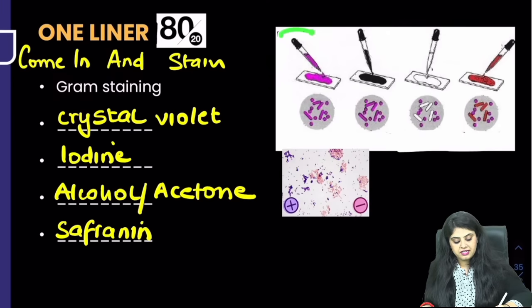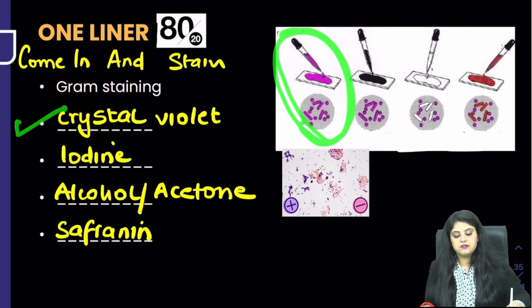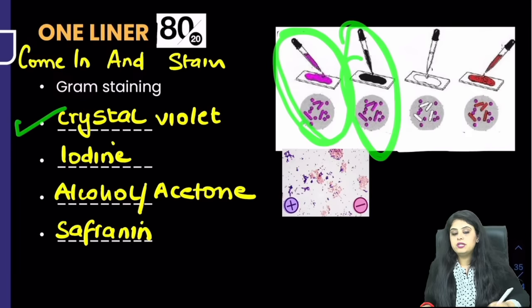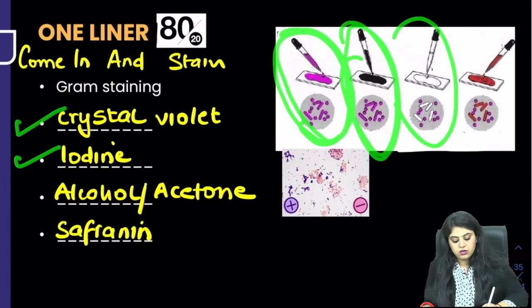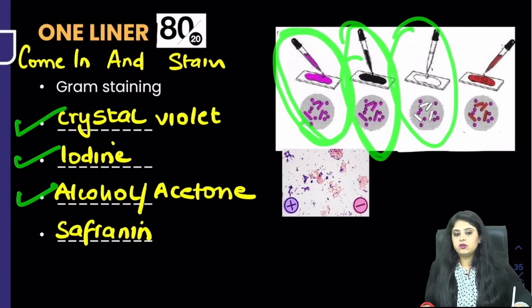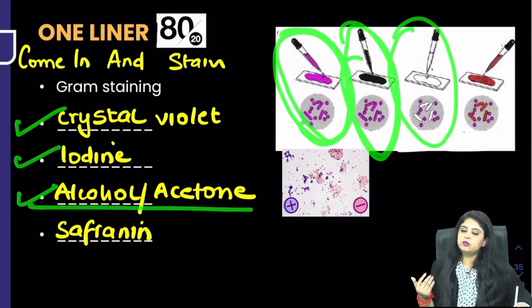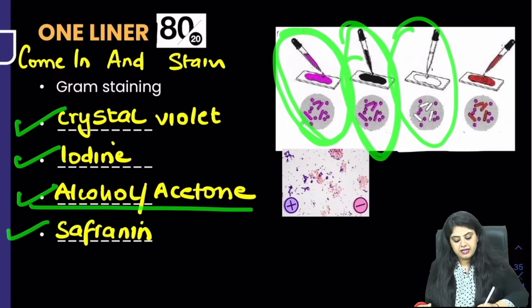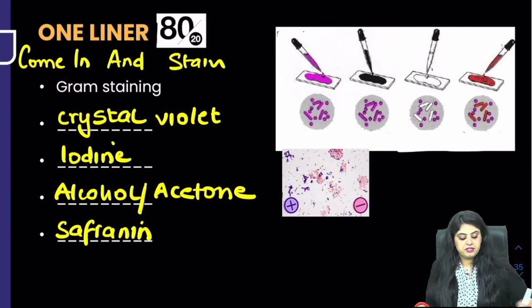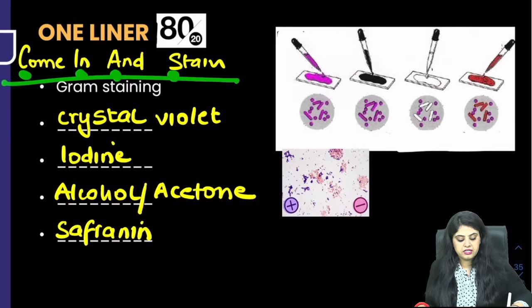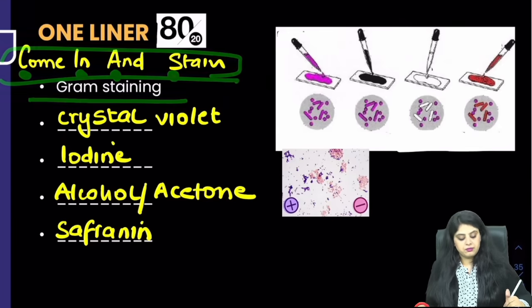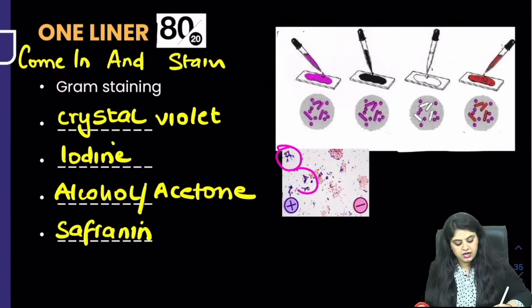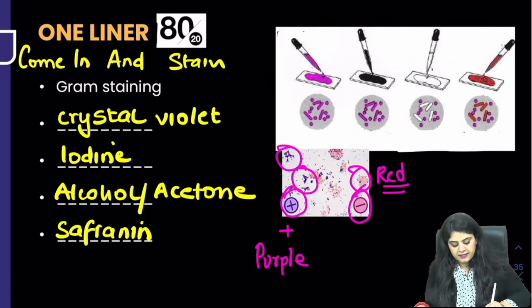So come in and stain means that number one, I'm adding crystal violet, then I'm adding iodine, which is a mordant, then we are going to add alcohol or acetone, anything that removes the color. So it could be alcohol, acetone, and finally it is a red color, that is safranin. So crystal violet, iodine, alcohol, acetone, safranin, come in and stain is for gram staining. Obviously this is a kindergarten question. Gram positive organism is going to be purple and gram negative organism is going to be red, right?